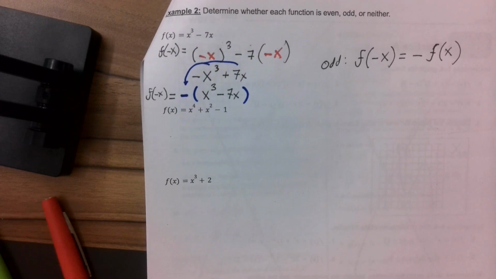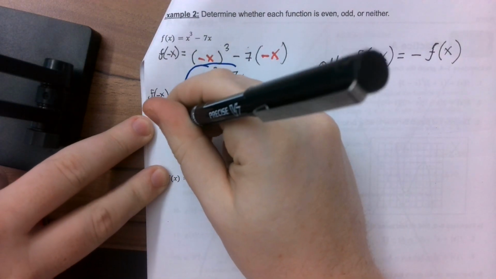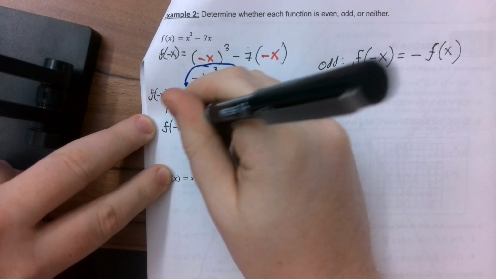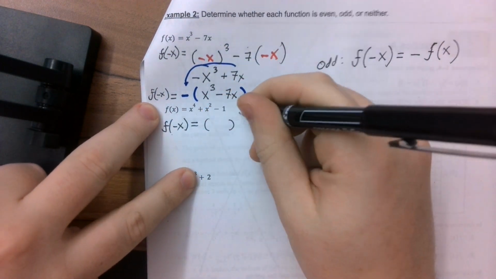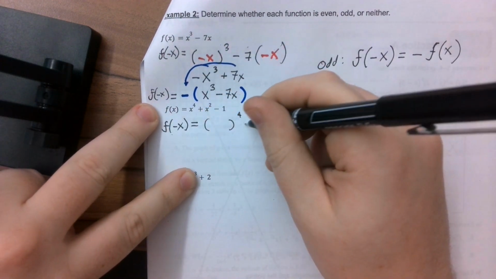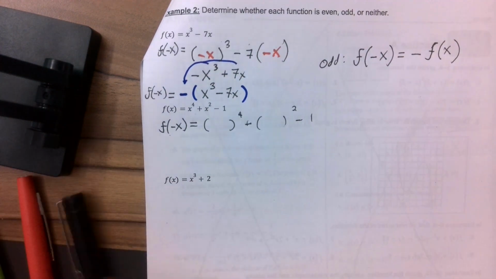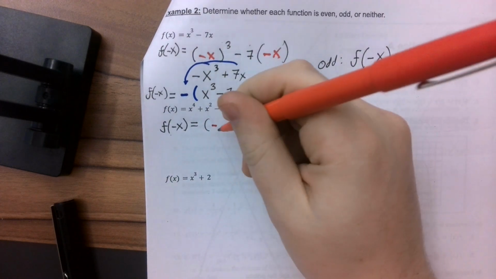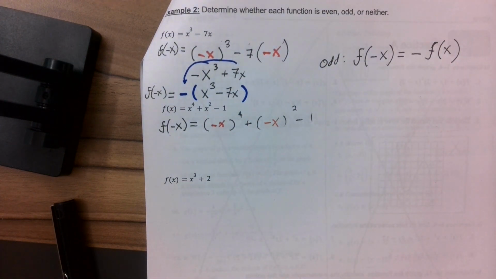Let's see the next one. On the next one, let's do the same thing. We have f of x. Let's see what happens when we plug in negative x here. So if we plug in a negative x, that'd be negative x to the fourth plus negative x squared minus 1. We have changed all of our inputs to be negative. We've flipped over the y-axis in a sense.